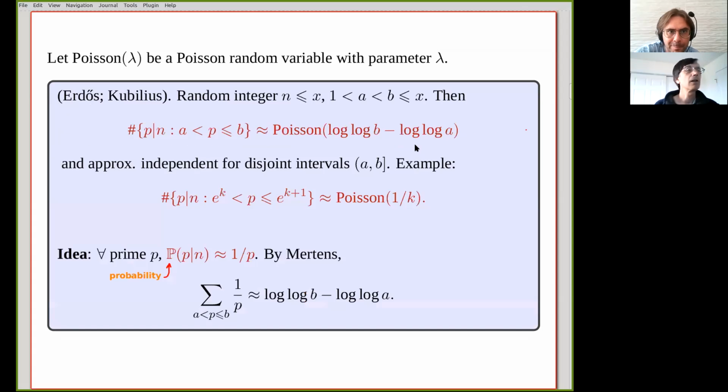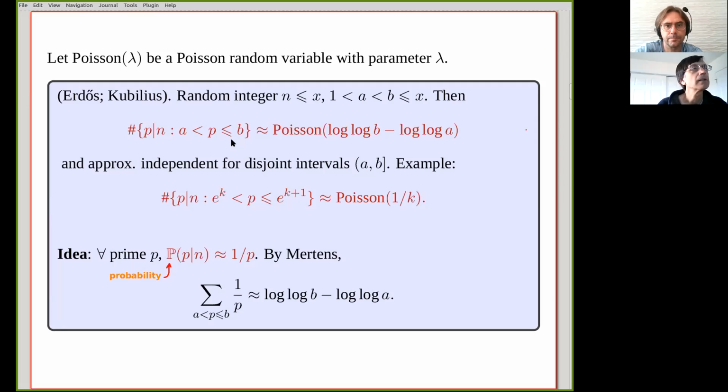So what do we know about random integers and the prime factors? Well, this is very classical. It began even before Erdős's work. There was the earlier work of Landau and Hardy and Ramanujan, but Erdős was the first to look at it from a more general point of view. If I take a random integer up to x, and I ask the question, how many prime factors does that integer have in an interval AB?